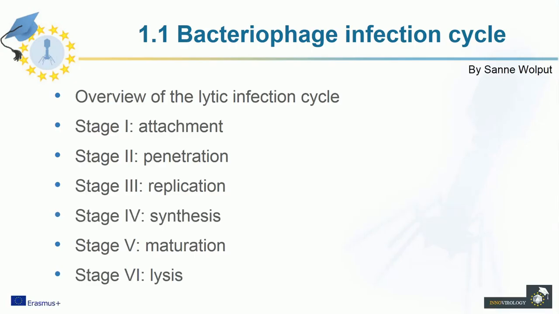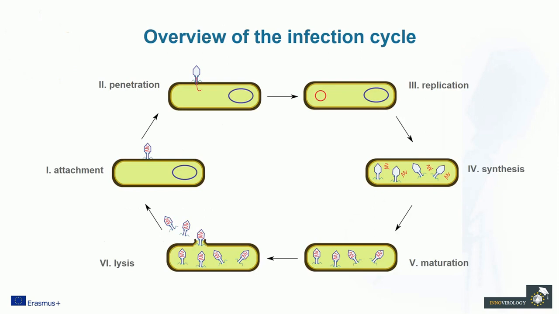In this lecture, I will discuss the different stages of a bacteriophage infection cycle. The infection cycle involves 6 different stages, starting with the attachment of the phage to the bacterial surface. Next, the phage injects its DNA by penetrating the bacterial cell wall.